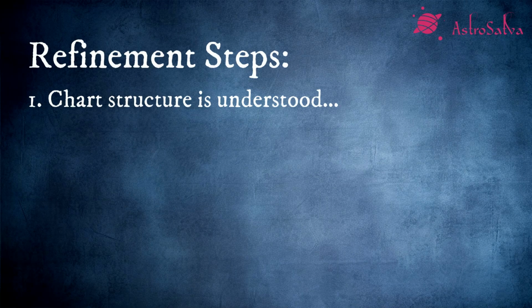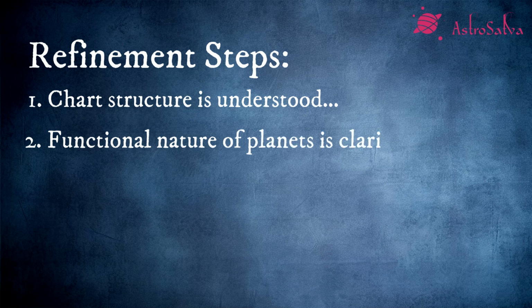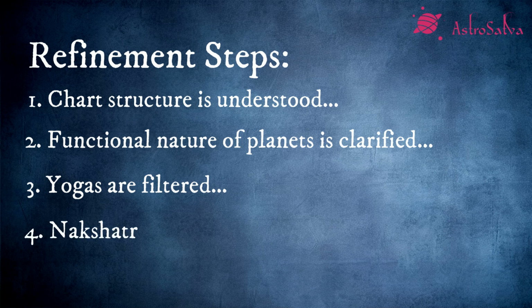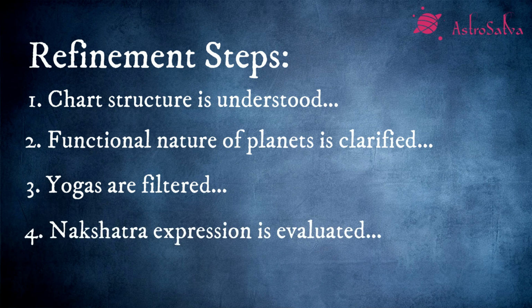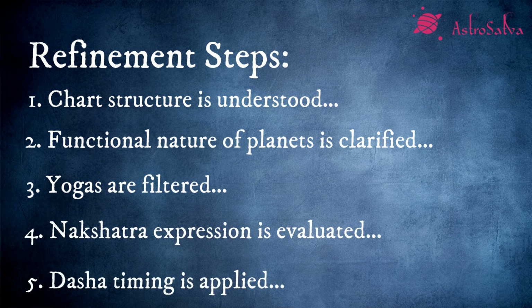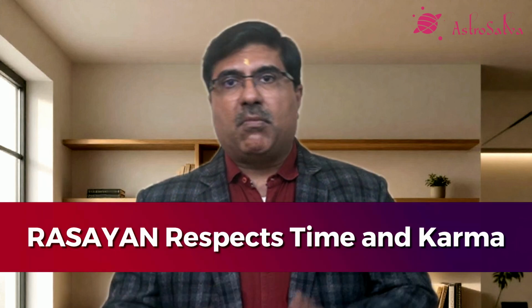Why Rasayan is a process, not a method? Rasayan cannot be applied in one sitting because refinement happens step by step. First, chart structure is understood. Then, functional nature of planets is clarified. Then, yogas are filtered. Then, nakshatra expression is evaluated. And then, dasha timing is applied. Only after this does interpretation stabilize. This is why Rasayan cannot be reduced to a checklist. It evolves with understanding.